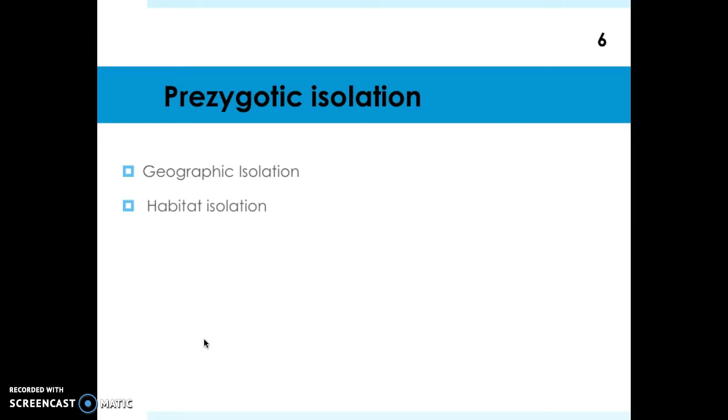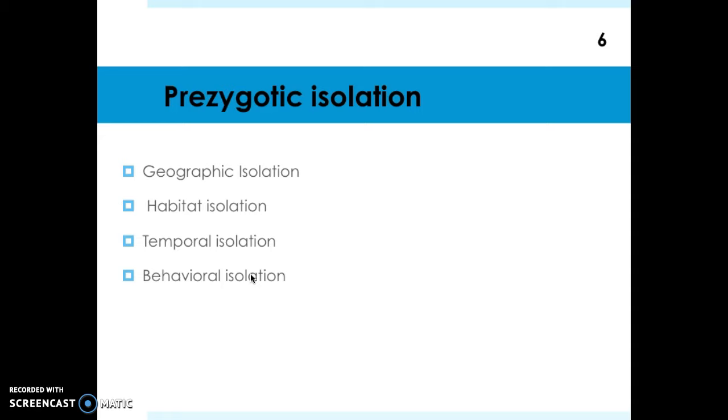Same thing with habitat isolation. They could be in the same area, but they're inhabiting different niches, so they're not coming in contact very often with one another. Then there's temporal isolation, which is when you're breeding at different times of the year or at different times of the day. Then there's behavioral isolation. This is when you have different breeding behavior, so different mating calls, let's say, or different mating routines or rituals.